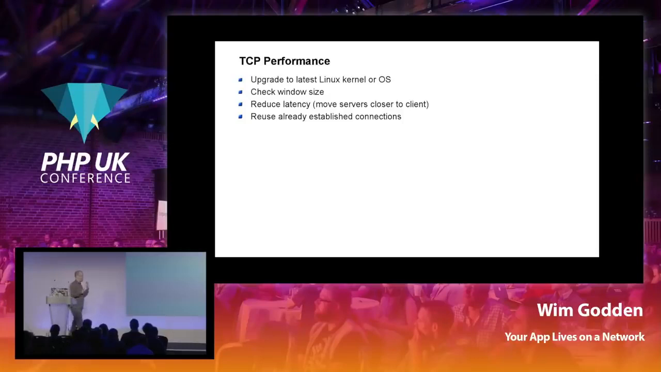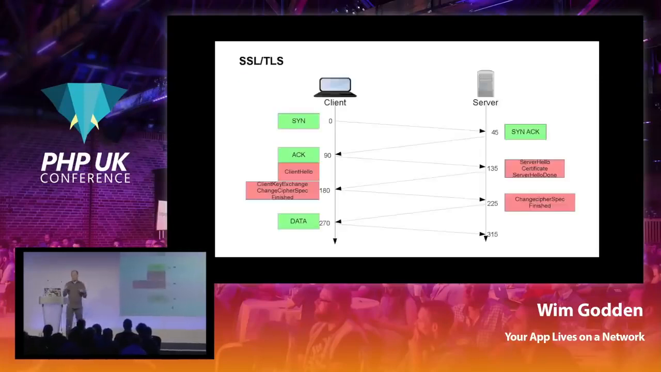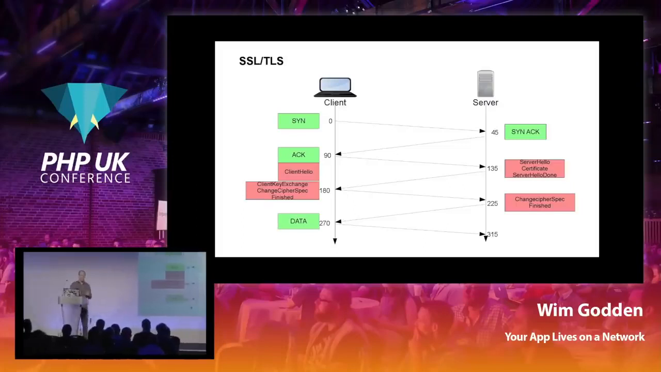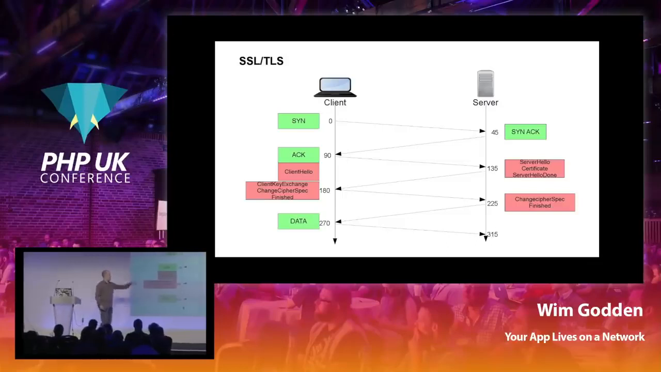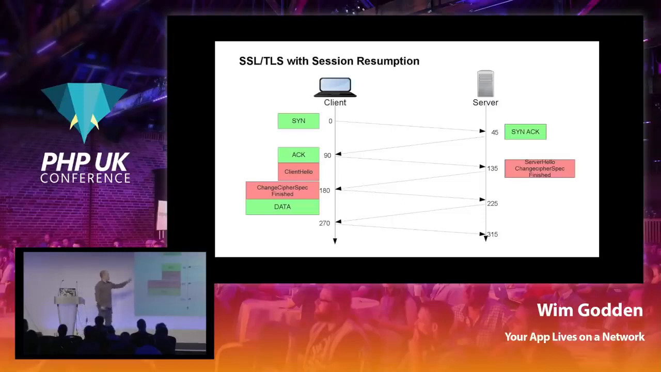So this is for standard TCP connections. It's also the same thing for anything that has to do with an HTTPS connection, because you have another three-way handshake for anything that's SSL or TLS. Now, again, if you close the connection at the end, the next time you do a request, you will have to do a three-way handshake for TCP and for the SSL encryption. However, if you keep the connection open, you can use something called session resumption, which means you can actually resume in one less back and forth. So you would gain here 90 milliseconds per request.